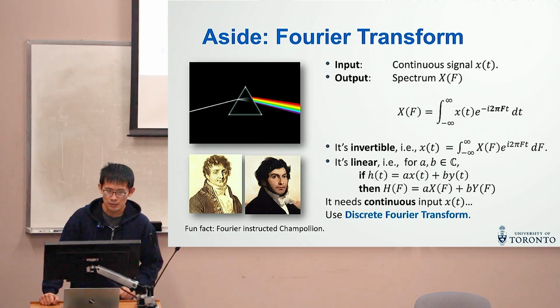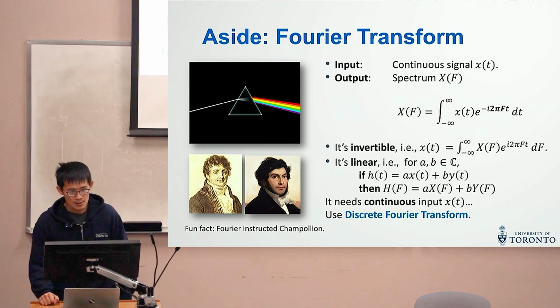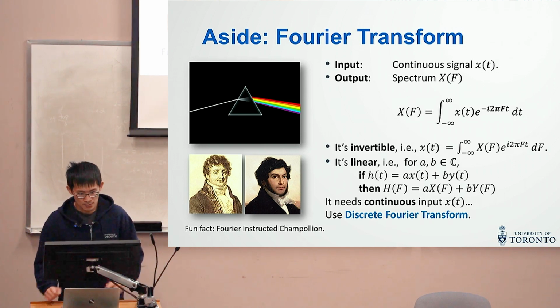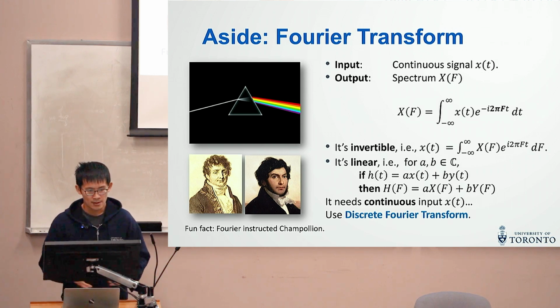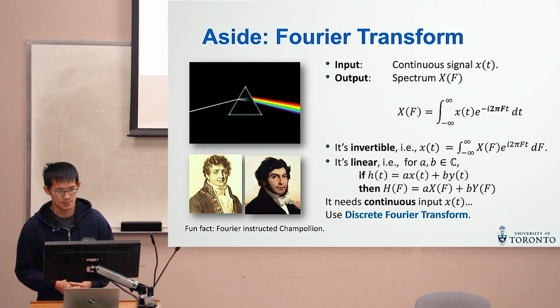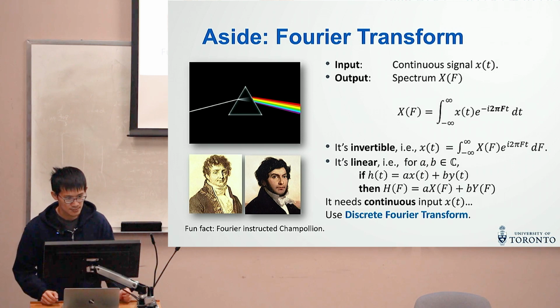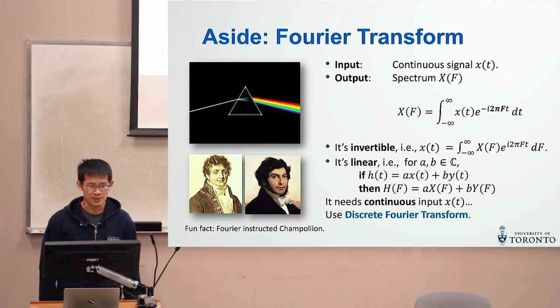But one problem with Fourier transform is that it requires continuous input. In the real world, whatever we record from our microphone is discrete input. Although we have as many as 16,000 numbers per second, it is still discrete. So what people actually use is the discrete Fourier transform.